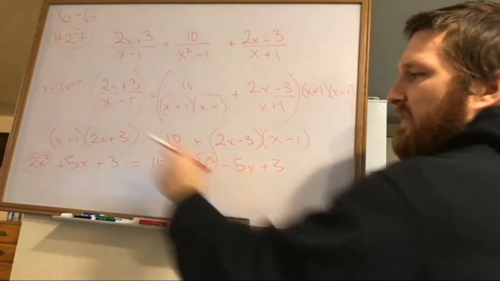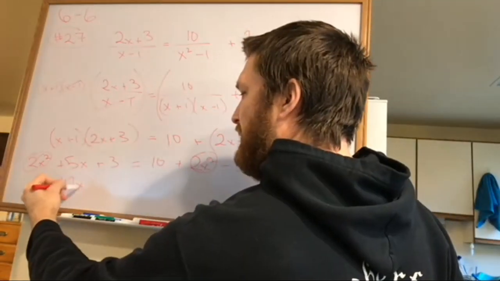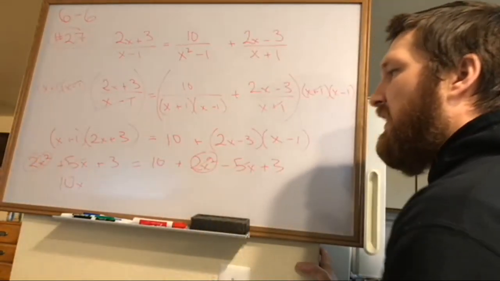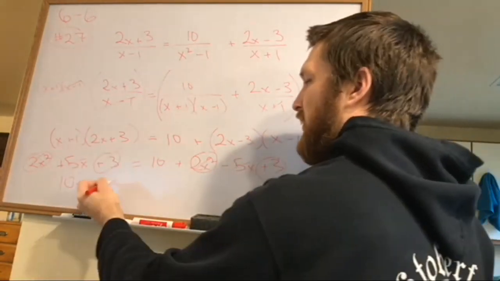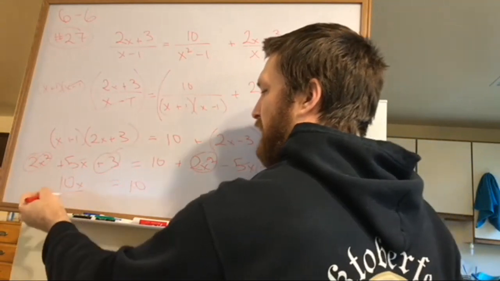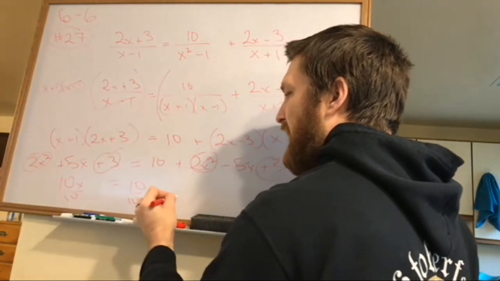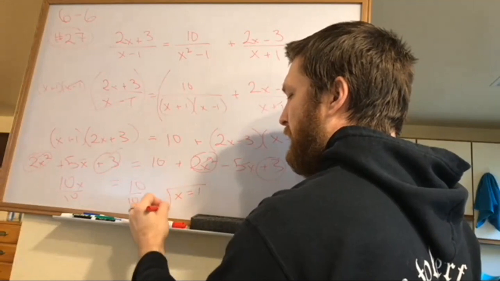The minus 5x can come over here to become a positive 10x. So those guys are gone. How about the 3 cancels this 3 right here, and they are gone. I get 10x equals 10, divide both sides by 10. And I get x equals 1.